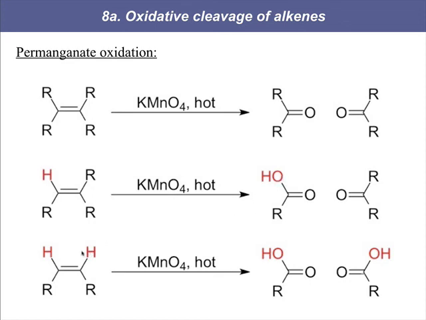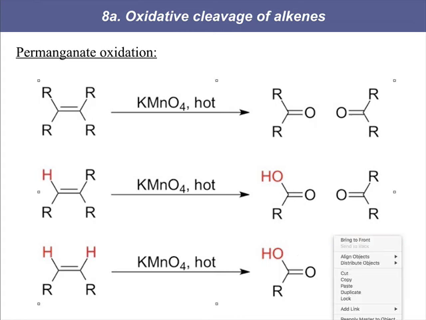If we have two H's in this cis double bond, that's going to get cleaved. We're going to replace the double bond C with double bond O's, and the H's are going to get oxidized to oxygens to make carboxylic acids.